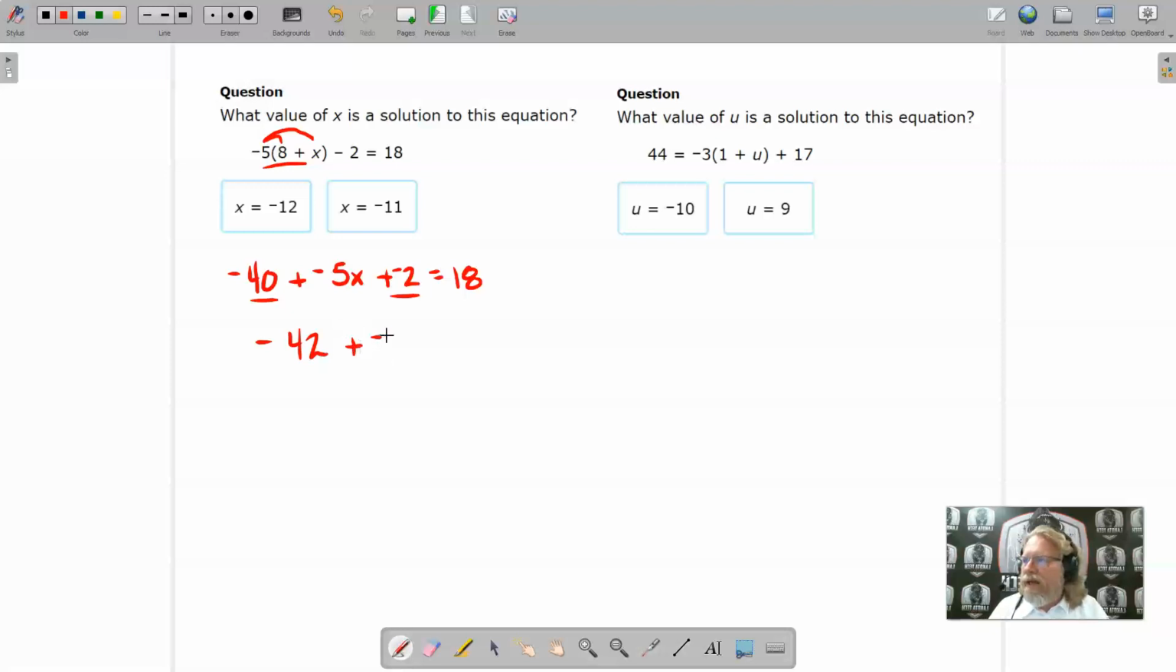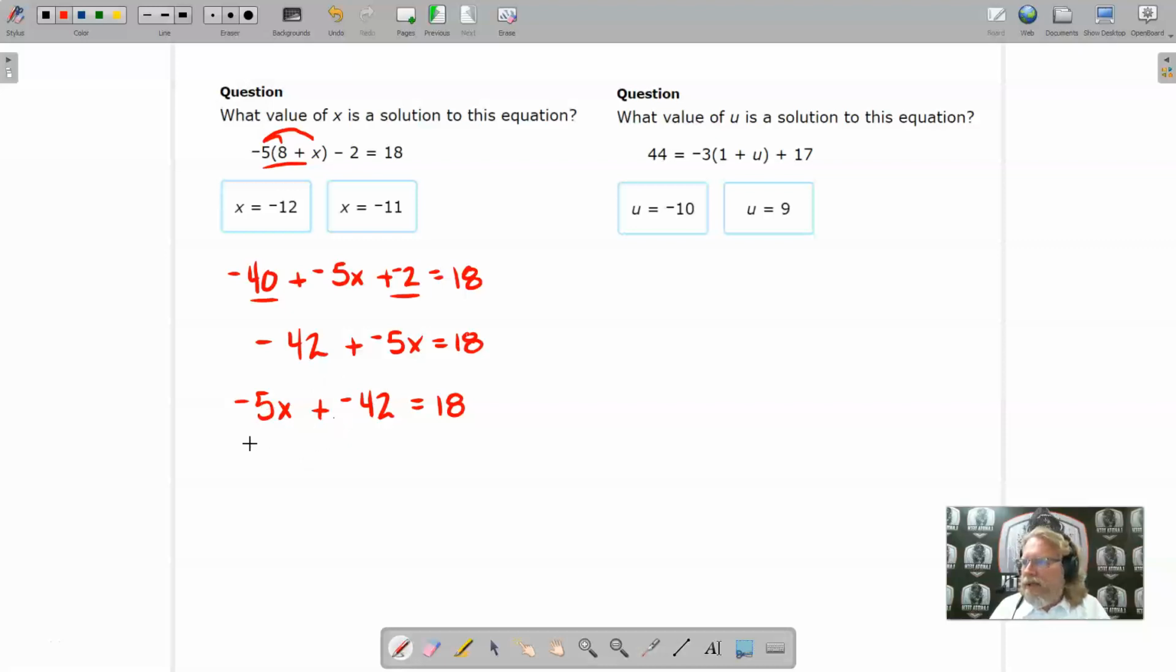Then let's bring down that 5x. So plus -5x equals 18. And tell you the truth, I like the -5x come first, so I'm going to write this as -5x plus -42 equals 18. Commutative property of addition. I can switch those around. Remember, commute means to move, so change places, it's commutative property.